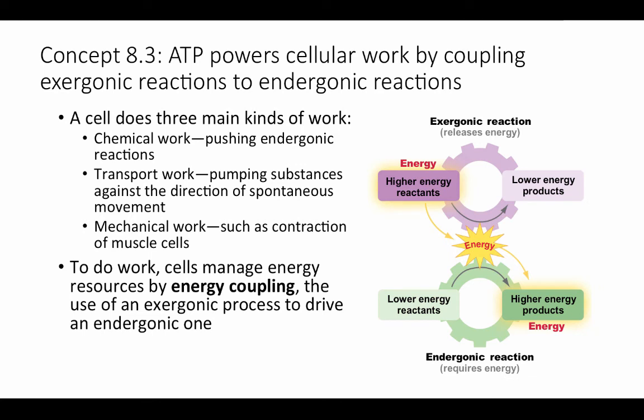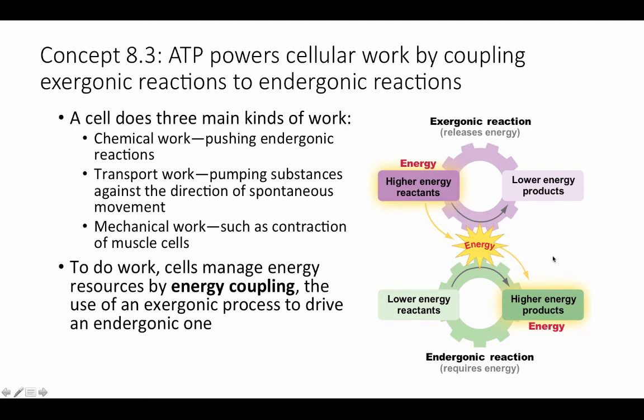So to do this work, the cells manage energy resources by energy coupling, the use of an exergonic process to drive an endergonic one. So if we think of this exergonic reaction, that's going to have high energy reactants that lead to low energy products. That's going to release energy in that process. And so when you have your lower energy reactants, if they can grab that energy somehow and use it, that energy can provide what's needed to be able to increase the energy of those products and have this endergonic reaction.